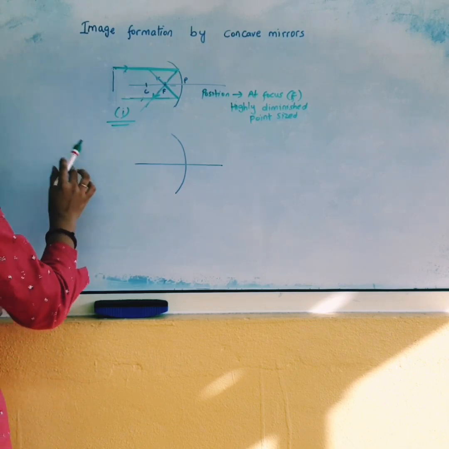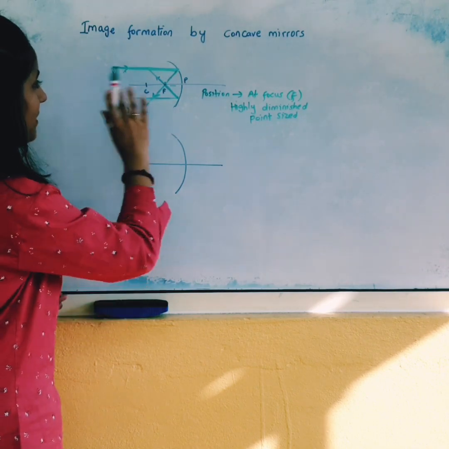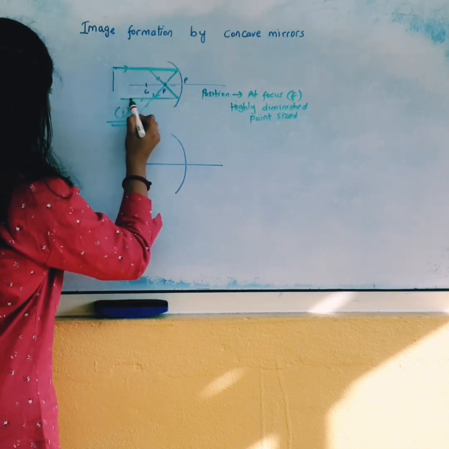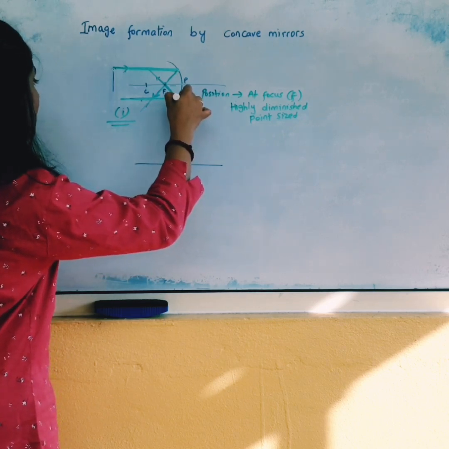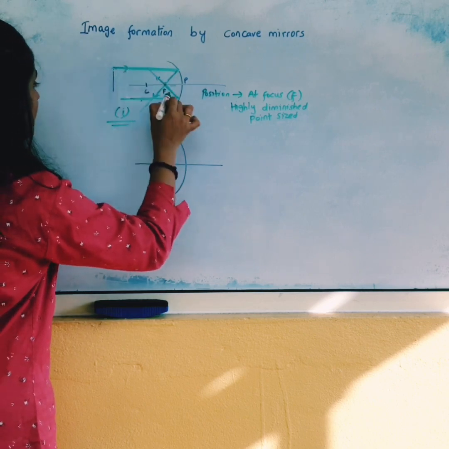Now, for the second ray you can take anything from the ray diagrams, but here we are taking a ray coming parallel to the principal axis, and after reflection it will follow the same path which it followed in the first case.